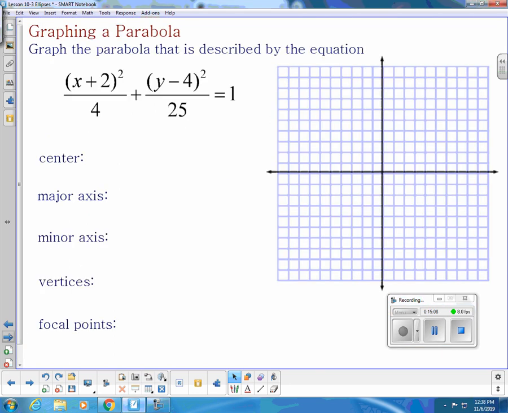Here we go. See if you can do this. Figure out your center. Figure out your A, your B. What's the major axis length? What's the minor axis length? And figure out our C value. We can figure out our vertices and our focal points.